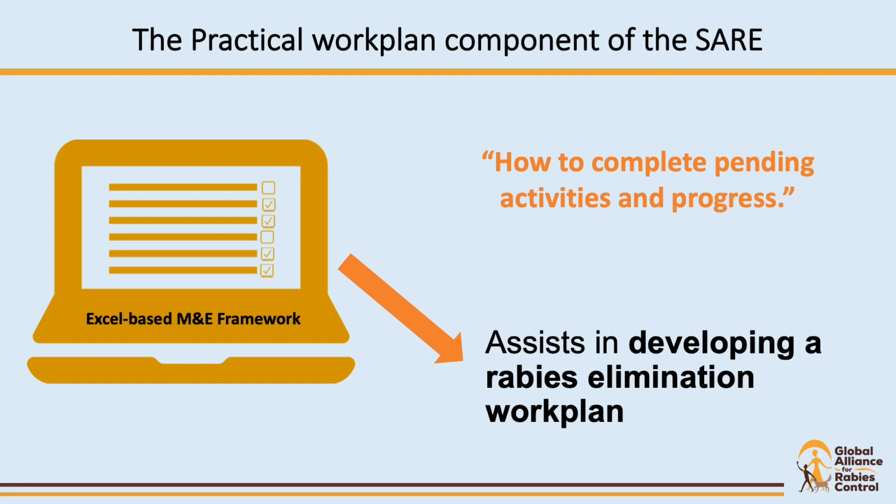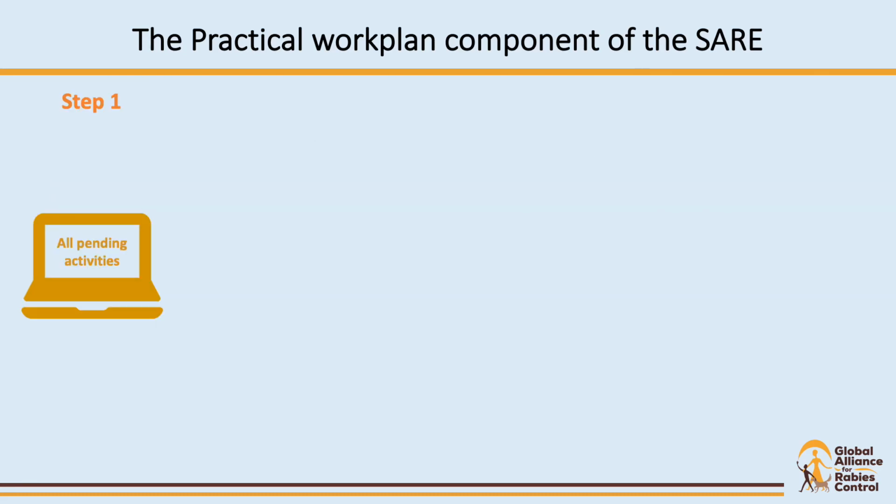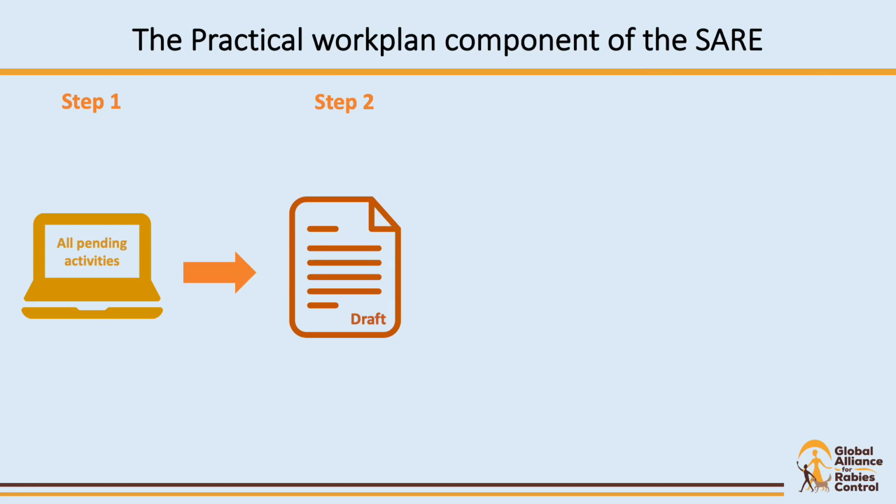Let's take a brief look at the process and the expected outcomes. As a first step towards generating a work plan, the SARE framework lists all of the pending activities. Once listed, the SARE automatically generates a draft work plan for every activity, and each activity gets suggested contents that accompany it. The content is broken down into different headings. Briefly, steps that need to be taken to complete the pending activity, expected outcomes, responsible authorities, time frame, and key performance indicators.